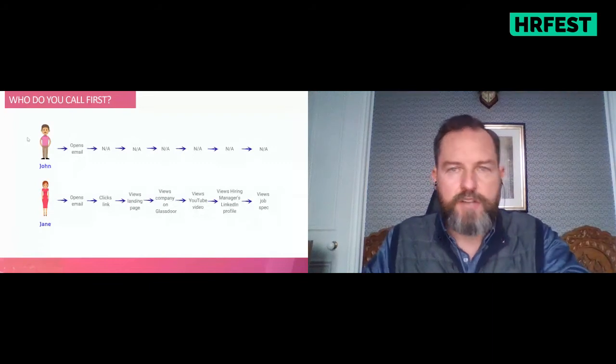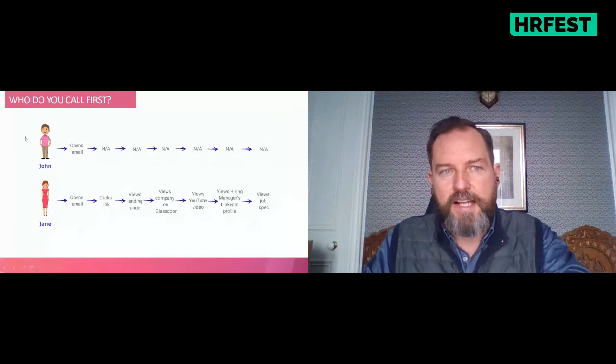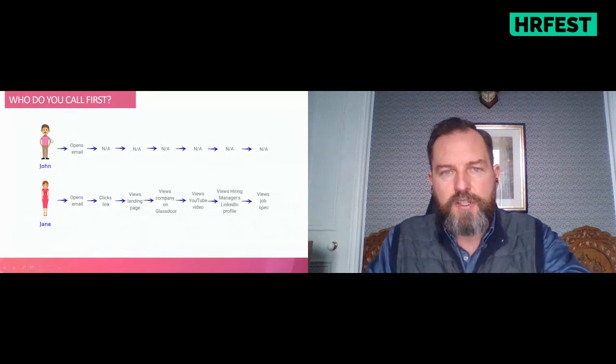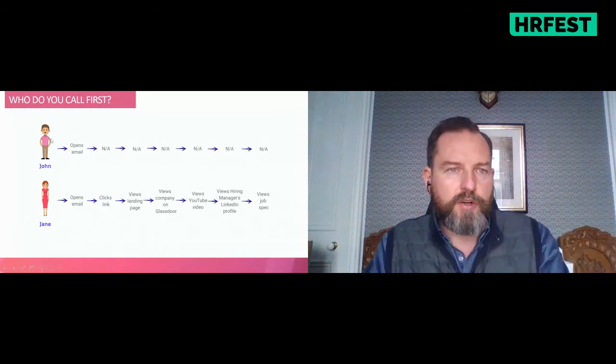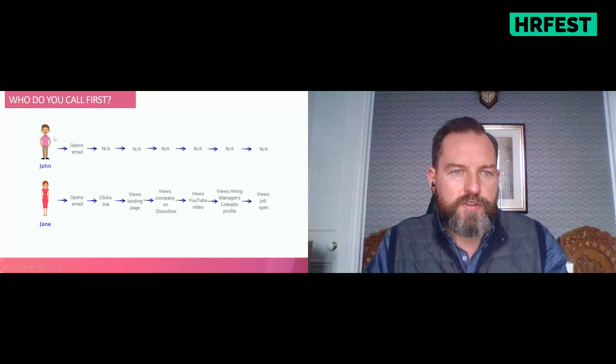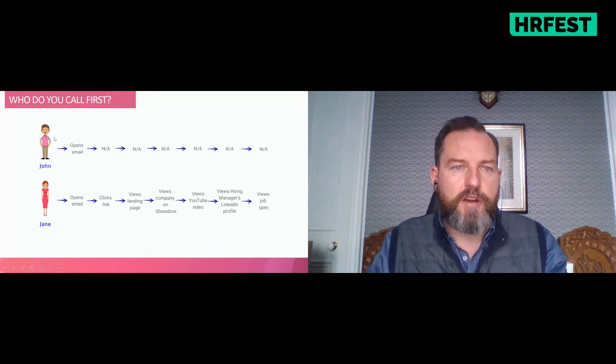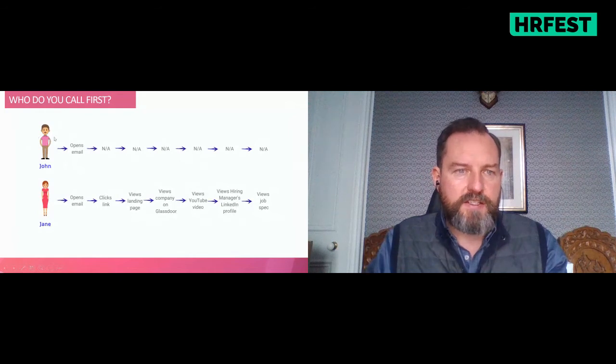If you've got 500 Johns and Janes in a talent pipeline, then you can filter all these candidates according to an engagement score. If you're taking this talent pipeline automation approach and you know that the Johns are not ready for a conversation, but the Janes are probably ready for a conversation, so you prioritize talking to the Janes.